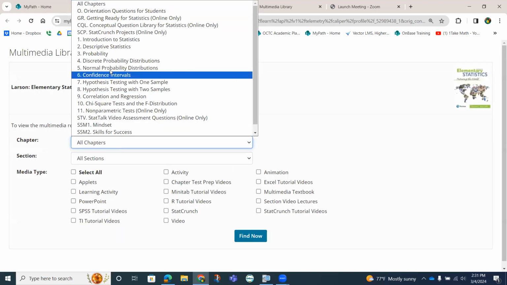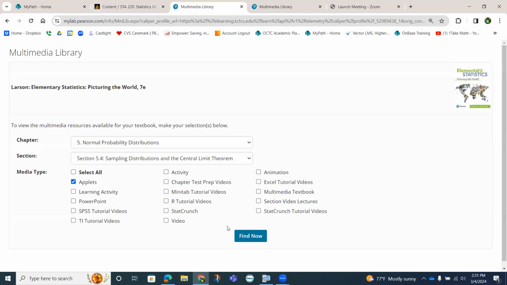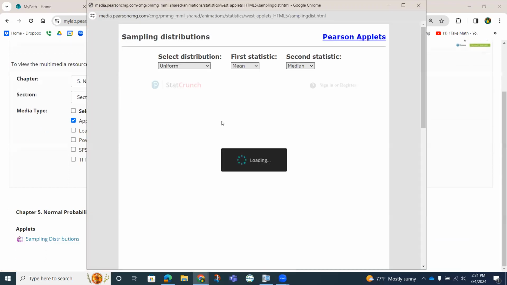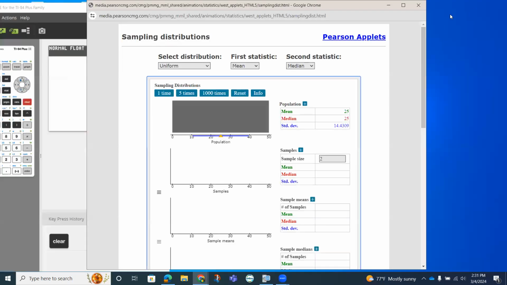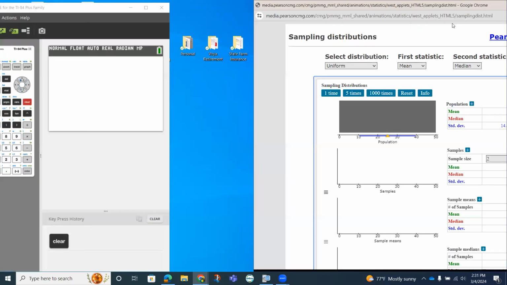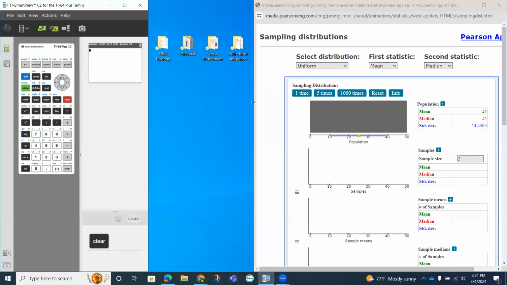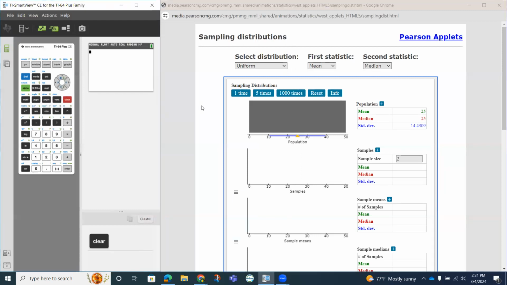In chapter 5 and 5.4, there's an applet called a sampling distribution. So if I get that opened up here, let me get that out of the way now. So we can bring that over here. So what I can do with this is what's called a sampling distribution.